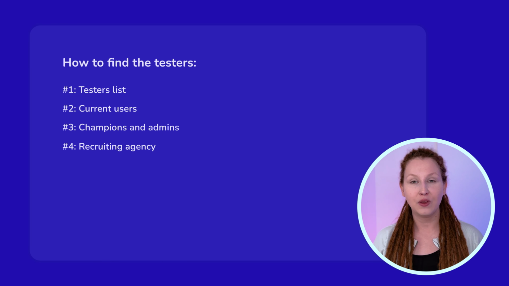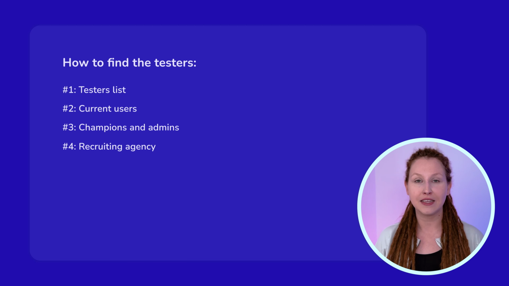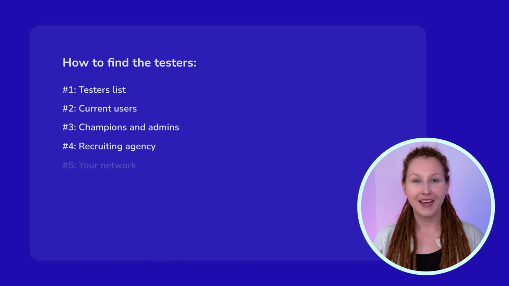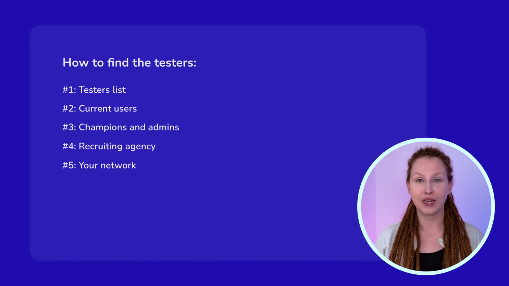Recruiting agency. You can hire a company that specializes in reaching out to people based on provided criteria. It may be especially useful if you're looking for people with a very specific profile that would be hard to reach through your own network, like doctors with a given specialization or owners of a construction company, for example. Your network. Use social media to reach out to people you already know who fit the criteria. This method usually has a really high conversion rate because it's easier to convince someone to spend time on testing if they already know you.